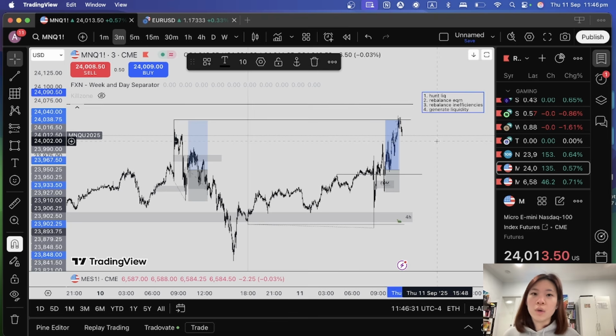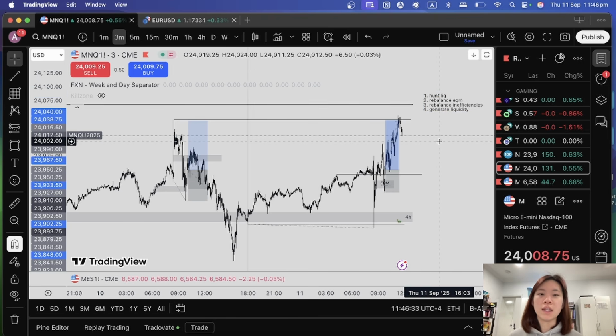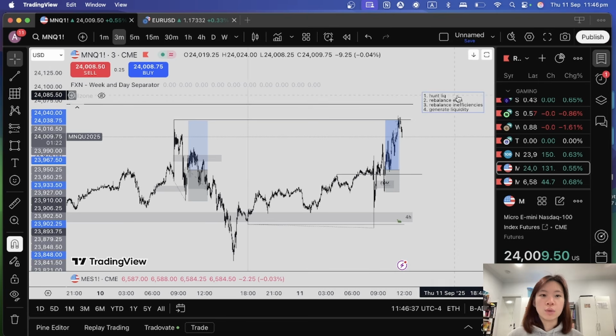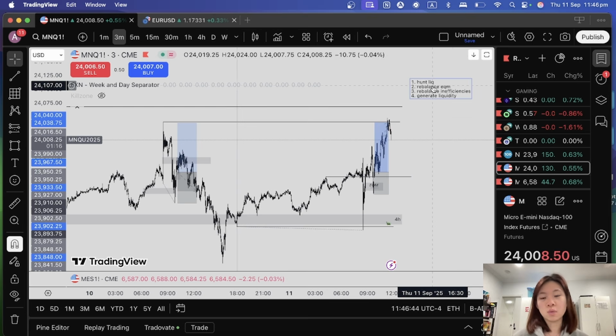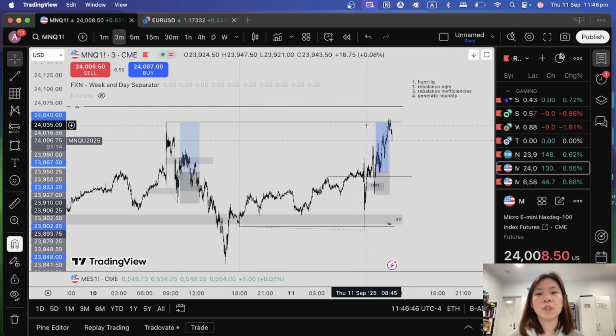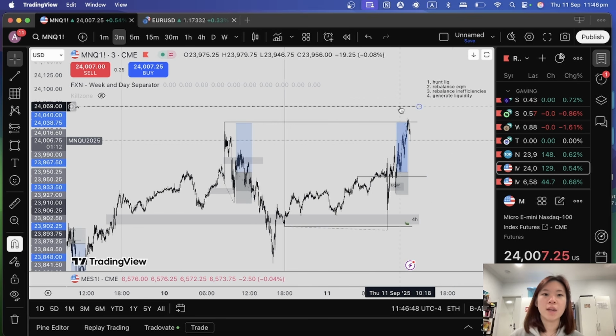Before I get into it, I want to mention that price does one of four things at any given point in time. It's always either generating liquidity, hunting liquidity, rebalancing to equilibrium, or rebalancing to inefficiencies, right here. This is taken from Justin Werlin, but this is basically what price does at any point in time.